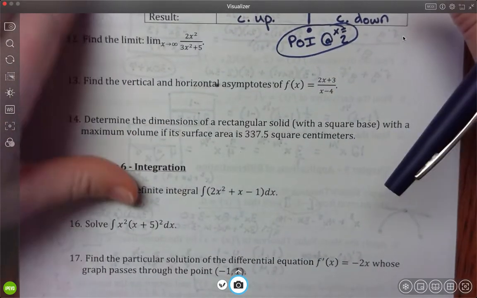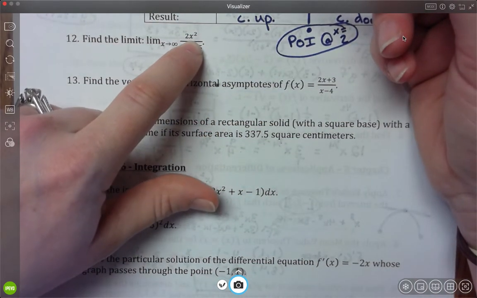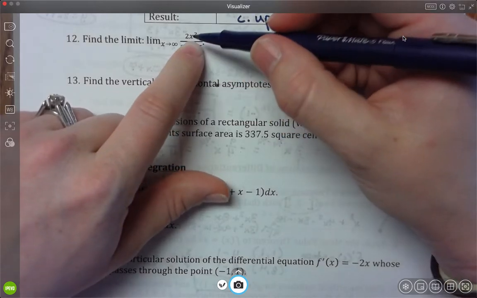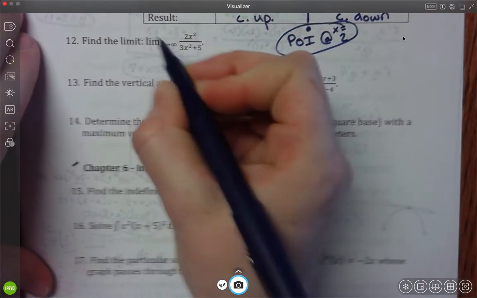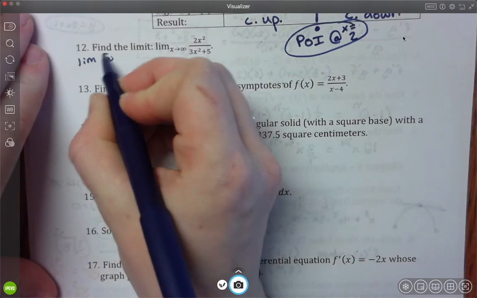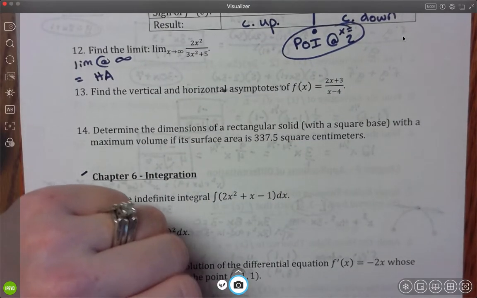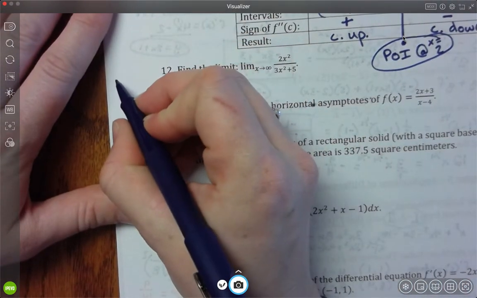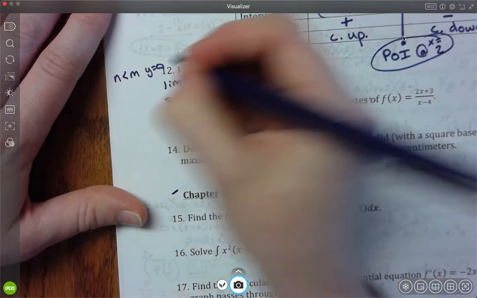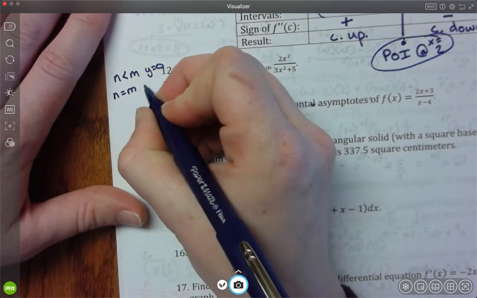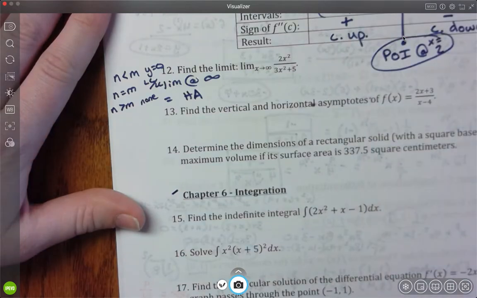Hopefully they go fast. Find the limit. What we notice is if we try to plug infinities into here, we would end up with infinity over infinity. Like 2 times infinity squared is still going to be a really big number. 3 times infinity squared is still going to be a really big number. But a limit at infinity is directly related to the horizontal asymptote. Okay, and the horizontal asymptote, the rules for those were if n is less than m, your HA is y equals 0, or your limit would be 0. If n is equal to m, you would look at the leading coefficients. And if n is greater than m, then there would be none, or the limit would not exist.